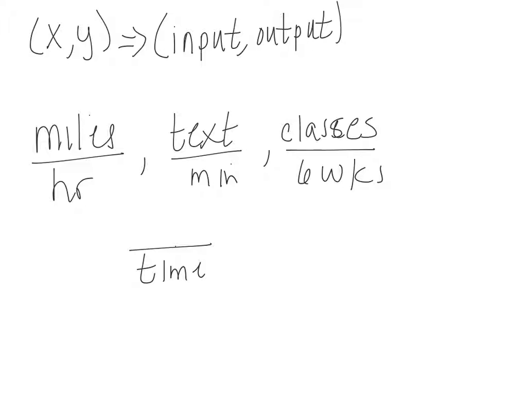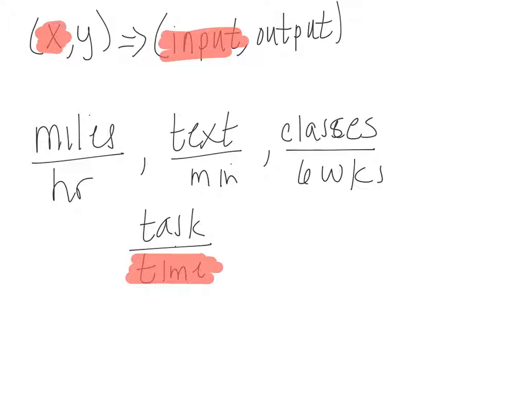So if we talk about classes that you complete per 6 weeks, technically, we still have some task that's being done. So you have some task to the time. But what I really want you to remember is that time is pretty much always going to be your input value, which is always going to be the X value.